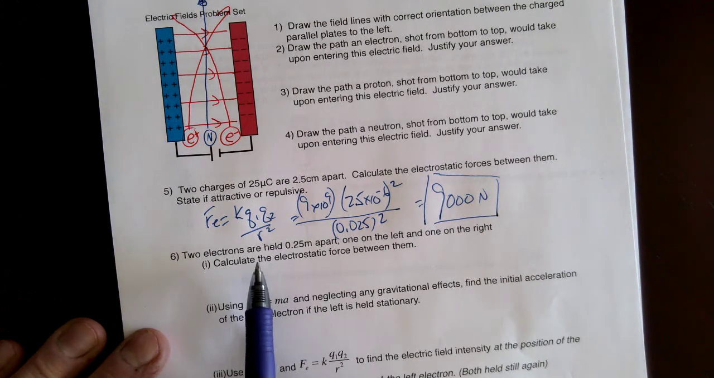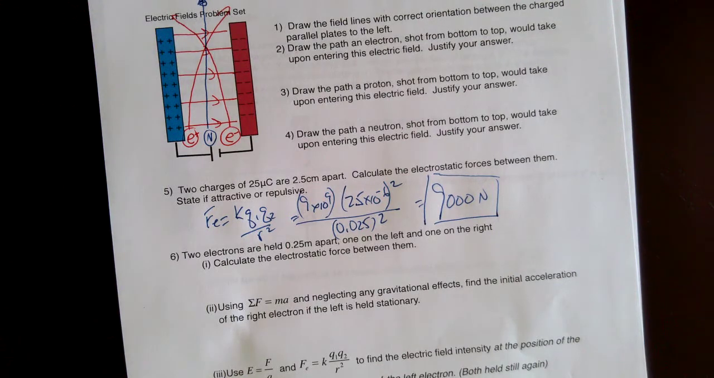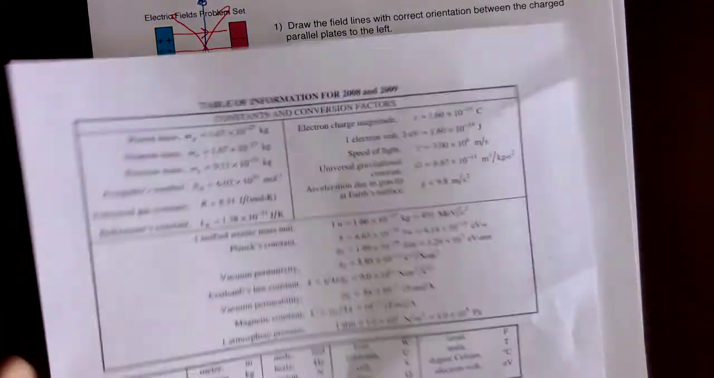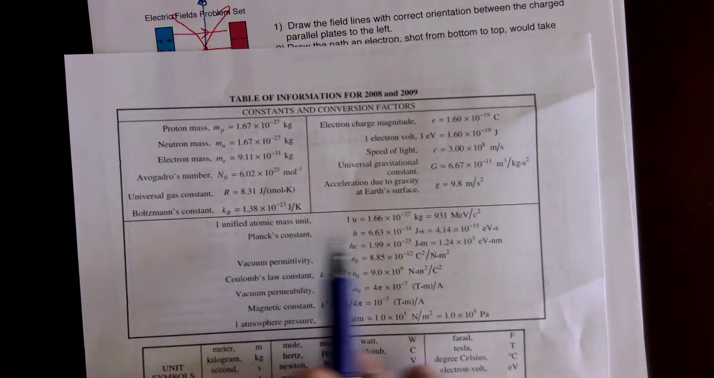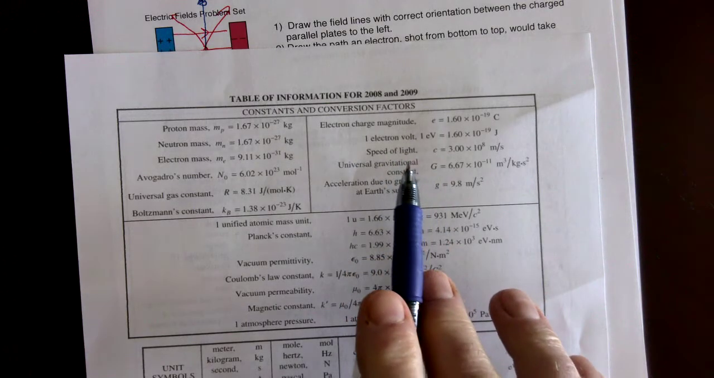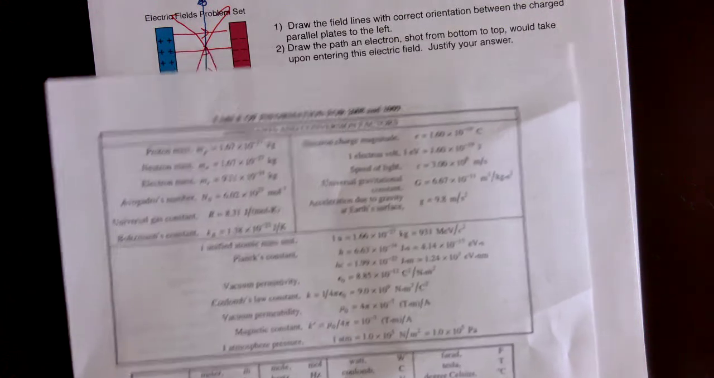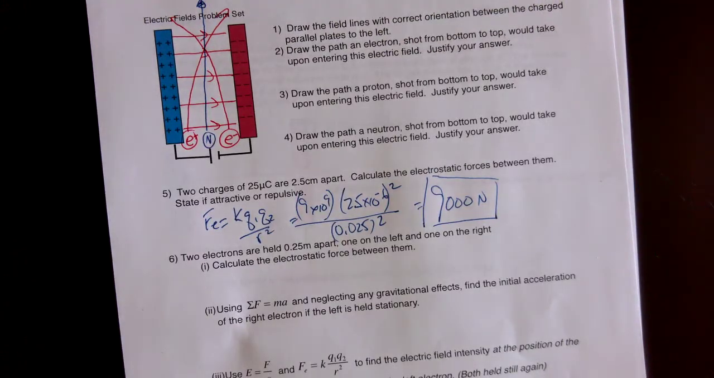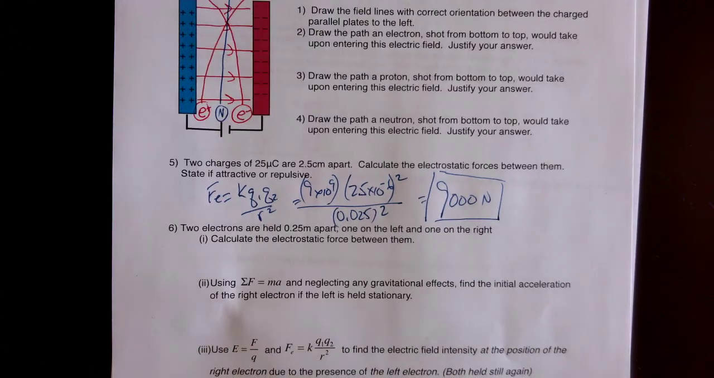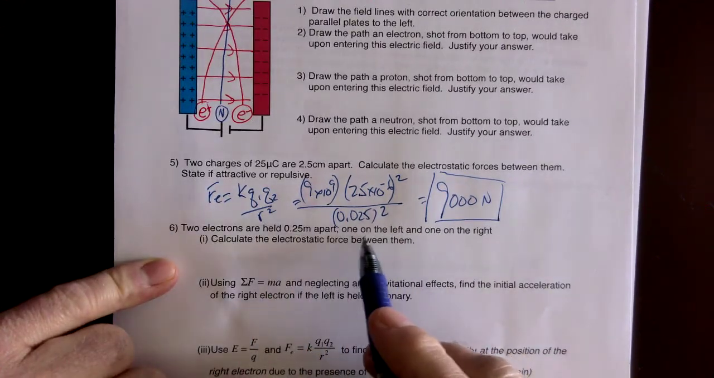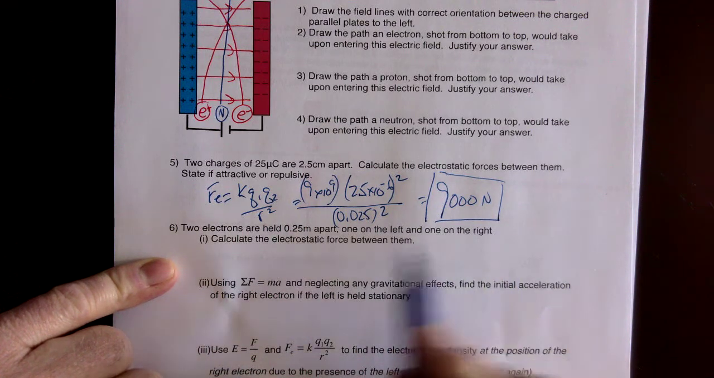Two electrons. Where do I find a charge on an electron? Page 1 of the reference sheet. Electron volt. Charge on electrons right there. You also get the mass of an electron right over here. All that good stuff. Mass of proton, mass of neutron. So two electrons are held that far apart, one on the left and one on the right. Calculate the electrostatic force between them.